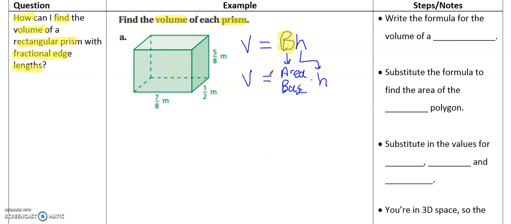Well, we'll consider the bottom the base, so I'm going to just outline it. And so what we're going to do is find the area of this rectangle, because that number of squares, however many squares it takes to fill this up, is going to also be the number of cubes, volume, that it takes to fill in the bottom layer.